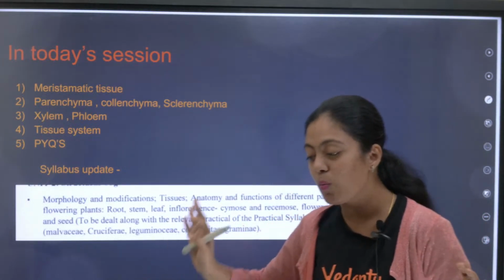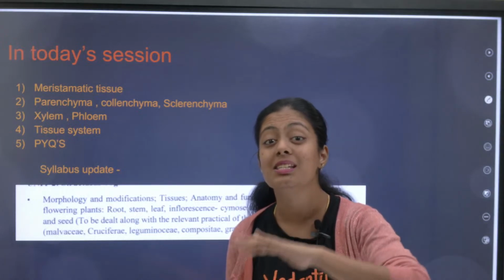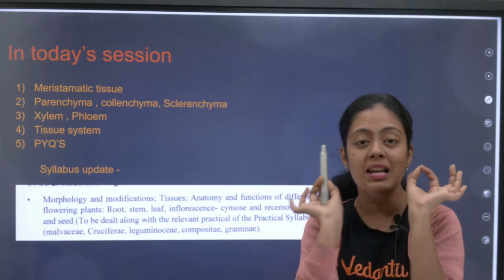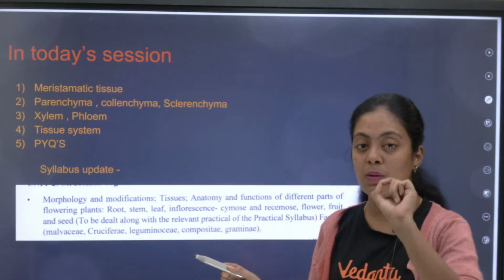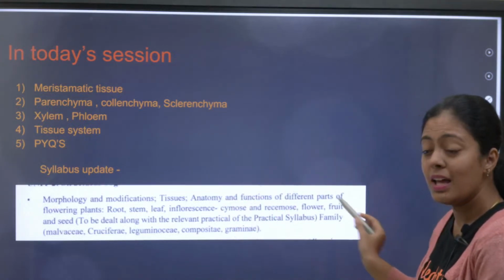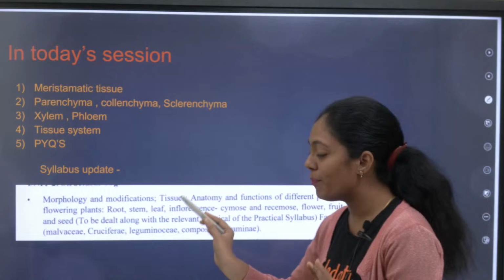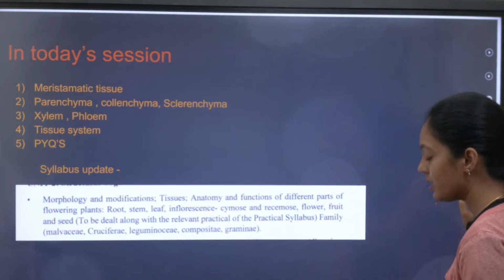So can anyone tell me what is deleted in anatomy in flowering plants? Secondary growth is deleted. There is no secondary growth. Okay, so first let's read the syllabus clearly. This comes under a unit called structural organization in plants and animals. They have actually combined morphology and anatomy and given it like this. Okay, yes, there is no secondary growth.